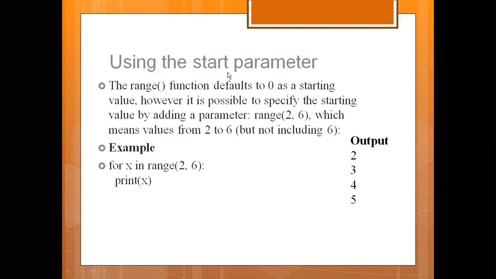Now we have a start parameter here. Instead of having 0, the default starting value, we give it as 2. The range function defaults to 0 as a starting value. However, it is possible to specify the starting value by adding a parameter, range 2, 6. Now it starts at 2 and ends at 6: 2, 3, 4, 5. Ends at 6 means 6 will not be included. As soon as X is equal to 6, it will stop. It will not enter the loop.